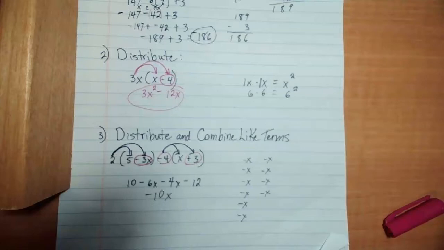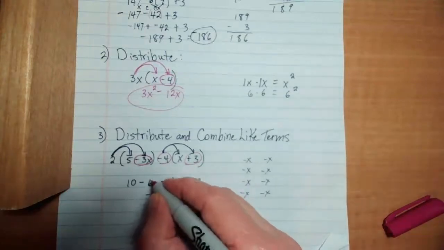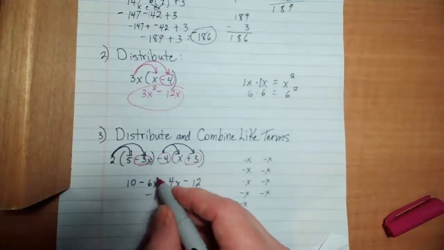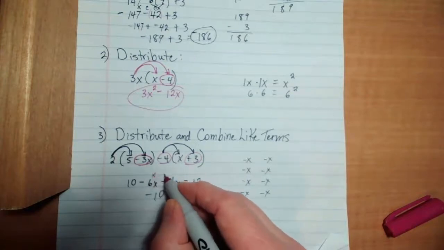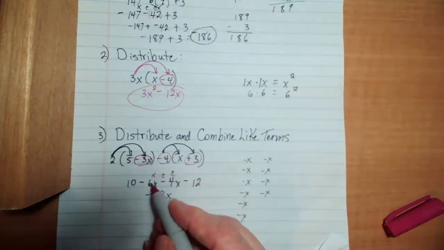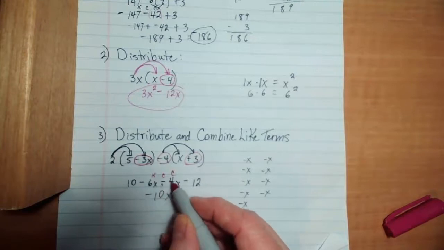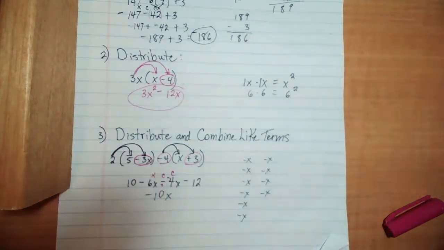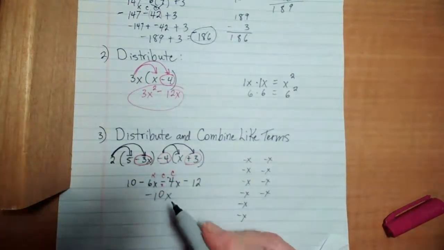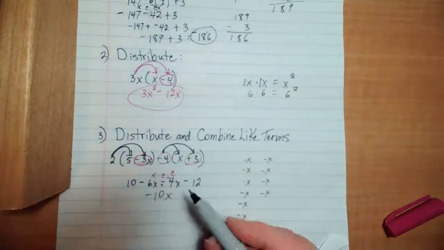You could also do the keep, change, change if you prefer. Since this is a subtraction, it's keep, change, change. The 6 stays, this becomes a positive, and the 4 becomes a negative. -6 plus -4 gives me -10x.